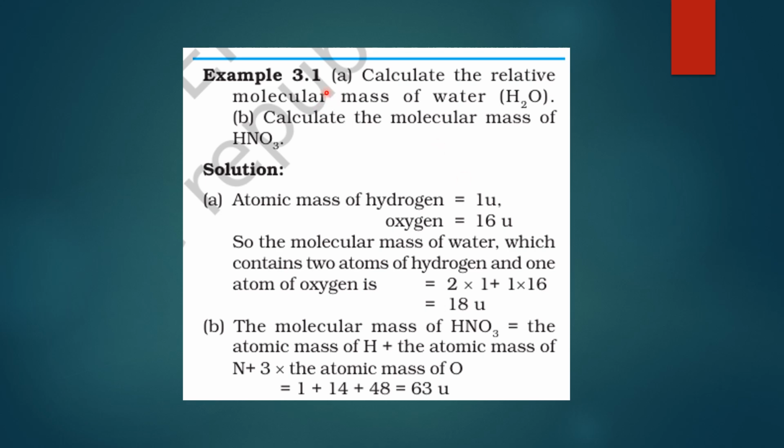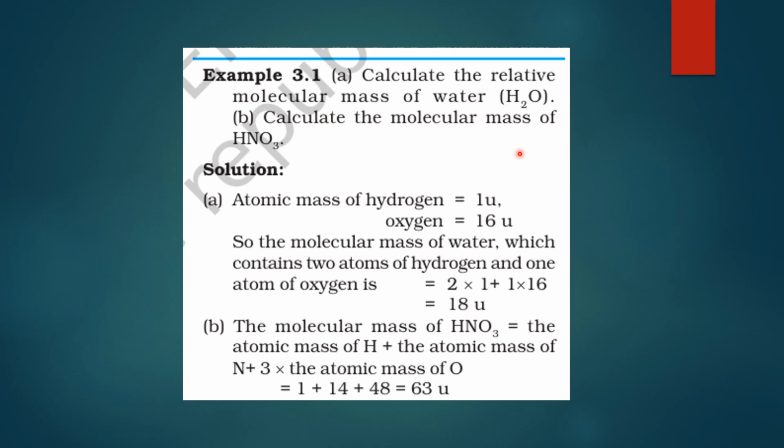So for example 3.1, the first part is we have to calculate the relative molecular mass of water, H2O. So atomic mass of hydrogen is 1 unit. Oxygen it is 16 units. तो total हम कैसे निकालेंगे? हाइड्रोजन के 2 atoms हैं. So we multiply this 1 unit by 2 and 16 by 1 only क्योंकि ऑक्सीजन का एक ही atom है. We add this, we get 18 units. तो ये relative molecular mass है water का, right?